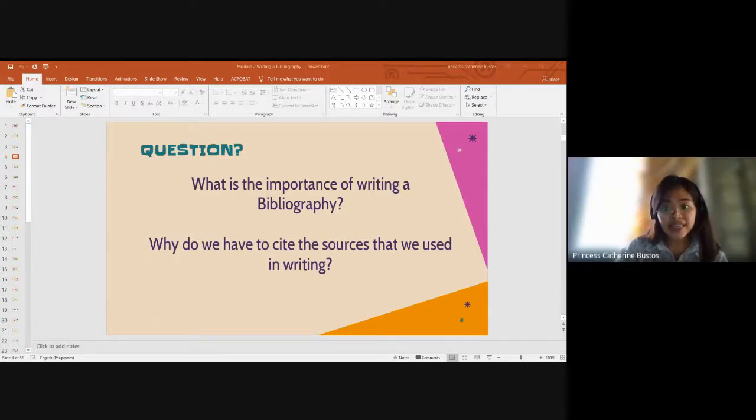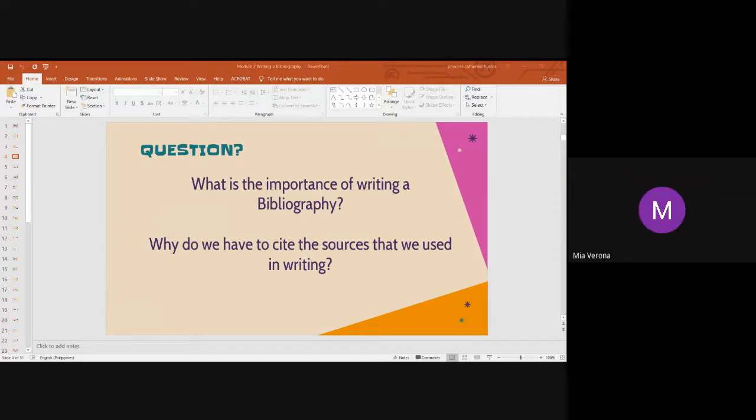So it's just like writing. When you write and you did not ask permission or even write them in your bibliography, you are given some charge. And what do you think is that charge? That has something to do with writing. Okay, anyone? What charge will be given to you? Yes, another student, please, aside from Dominic. What charge can be given to you if you copy someone's property? Yes, Mia Verona. Plagiarism po.